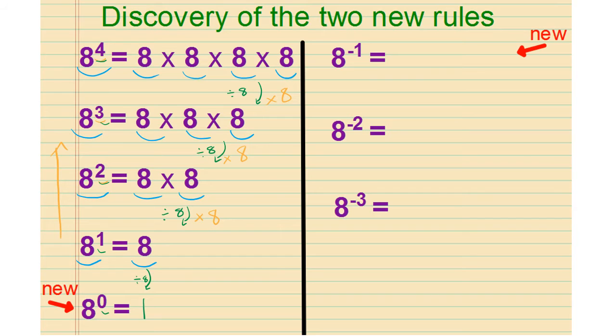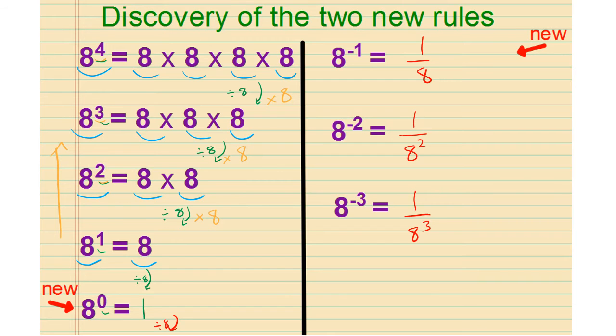If we were to continue dividing by 8, if you divide 1 by 8, then you will get 1/8. So the negative in front of the exponent caused us to have a reciprocal. If I divide by 1 more 8, then I will have 1 over 8 squared. If I divide by 1 more 8, then we will have 1 over 8 cubed.